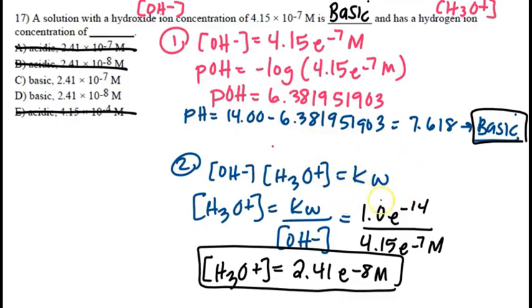So I can rearrange this expression to solve for H3O plus. Again, it's going to be H3O plus is equal to my Kw divided by my OH minus. You can also say just the ion product of water, which we know is always going to be 1.0 times 10 to the negative 14. I'm going to divide that by my OH minus concentration, which is 4.15 times 10 to the negative 7 molar. And when I divide these two numbers, I get 2.41 times 10 to the negative 8 molarity. Therefore, my answer choice is going to be letter D.